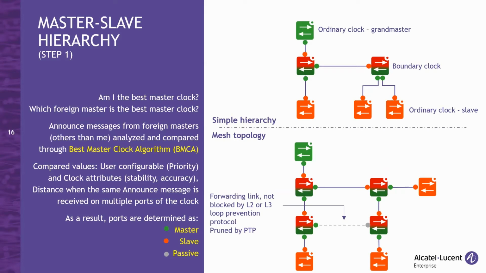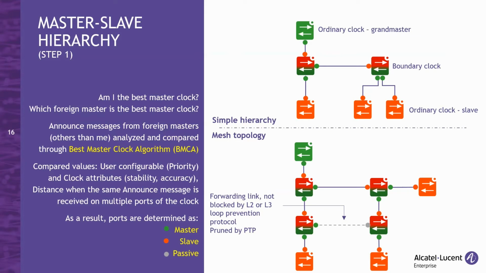As a result of that algorithm, a master-slave hierarchy will be created throughout the network, where each local PTP port will decide upon port state that could be master, slave, or passive. Some values of data set describing the clocks and used by algorithm are user configurable, such as 2 levels of priority. Other values, such as clock stability and accuracy, are clock originated.